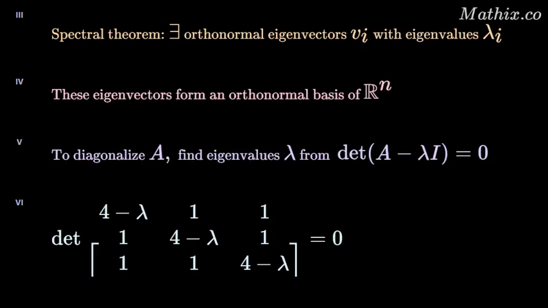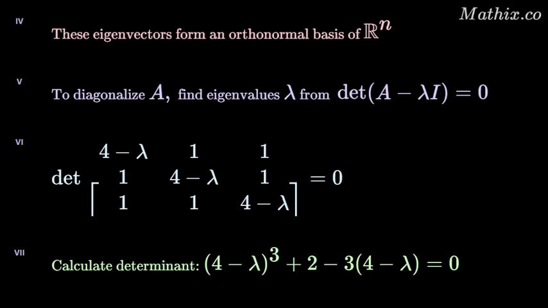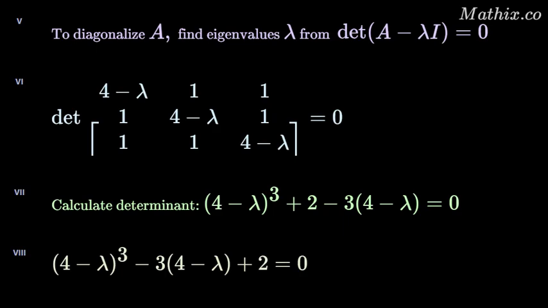To diagonalize matrix A, we need to find its eigenvalues by solving the characteristic equation given by the determinant of A minus lambda times the identity matrix equals 0. We write the determinant of the matrix with entries 4 minus lambda, 1, 1 in the first row, 1, 4 minus lambda, 1 in the second row, and 1, 1, 4 minus lambda in the third row, and set it equal to 0. Calculating this determinant results in the expression (4 minus lambda)^3 plus 2 minus 3 times (4 minus lambda) equals 0.